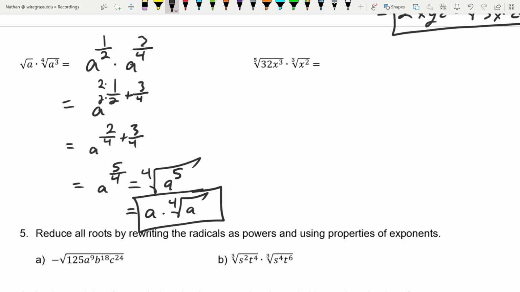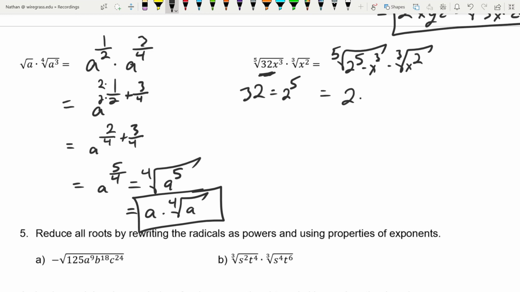Okay. For this next one, I'm actually going to simplify what I can from the first term. 32 is the same thing as 2 to the 5th power. So we're going to get the 5th root of 2 to the 5th power times x cubed times the cube root of x squared. And I can break up the radical to give me 2 times the 5th root of x cubed times the cube root of x squared. In this case, it's going to be better to think about these as powers. So it's going to be x to the 3/5 times x to the 2/3.